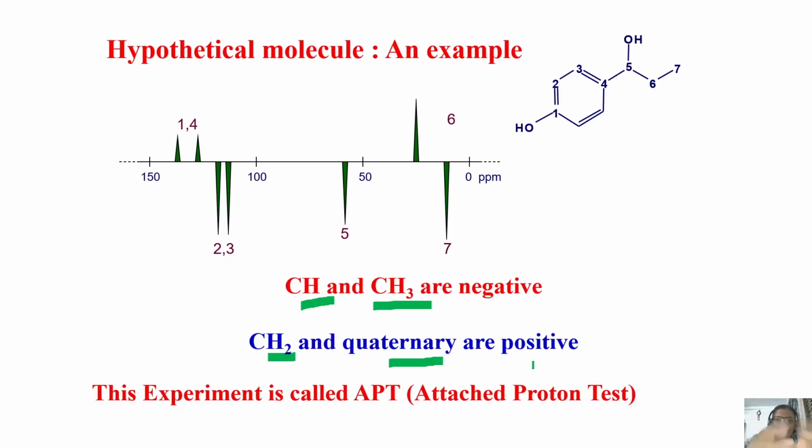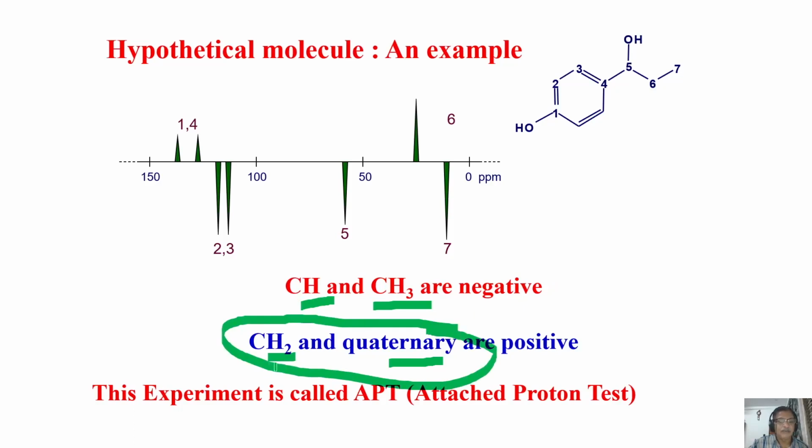I can make this positive, this negative, it doesn't matter. It depends upon how I'm doing the phase correction of the spectrum. But the difference you should understand is that CH and CH3 are opposite in intensity compared to CH2 and quaternary. If these are positive, these are negative. So it means you are able to edit the carbon-13 spectrum using this pulse sequence, and you can identify from your spectrum whether this carbon is CH2 or CH3 or CH.